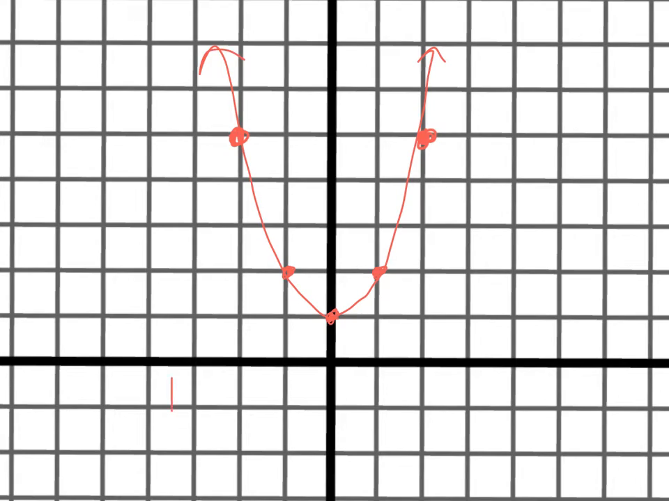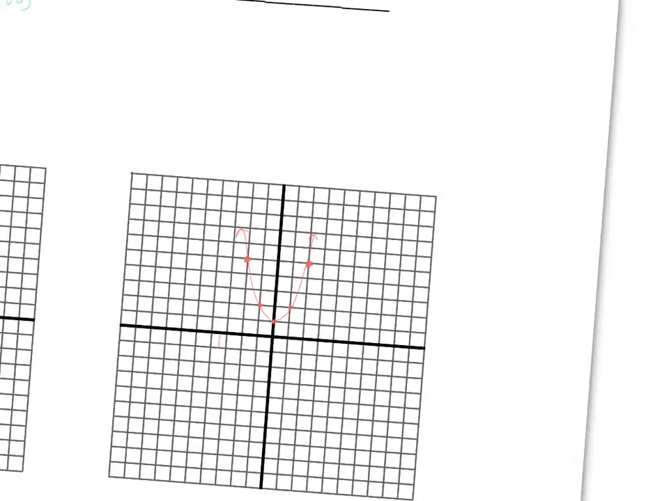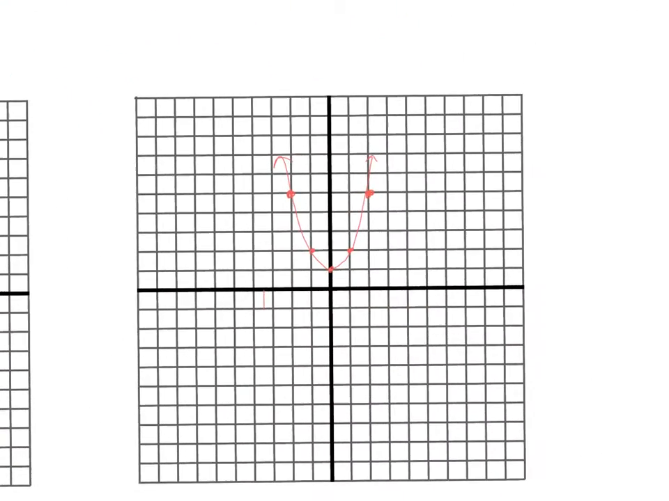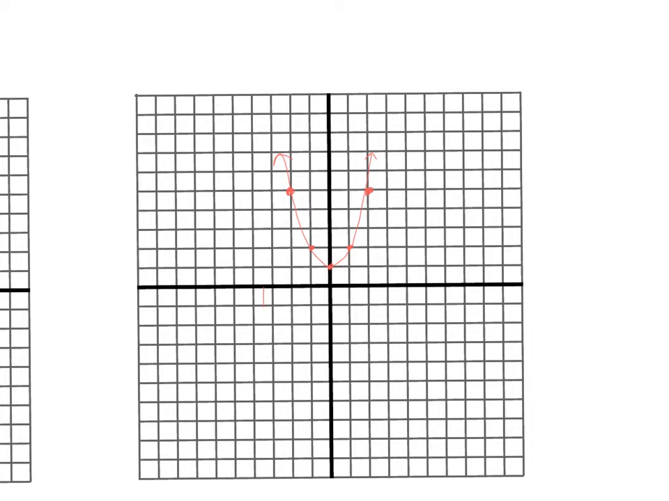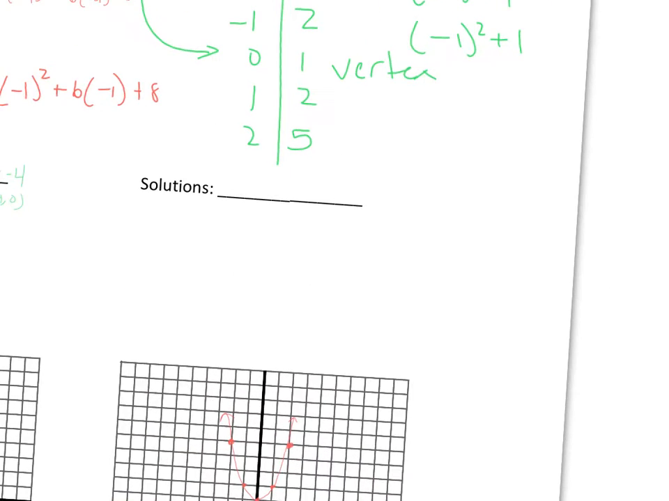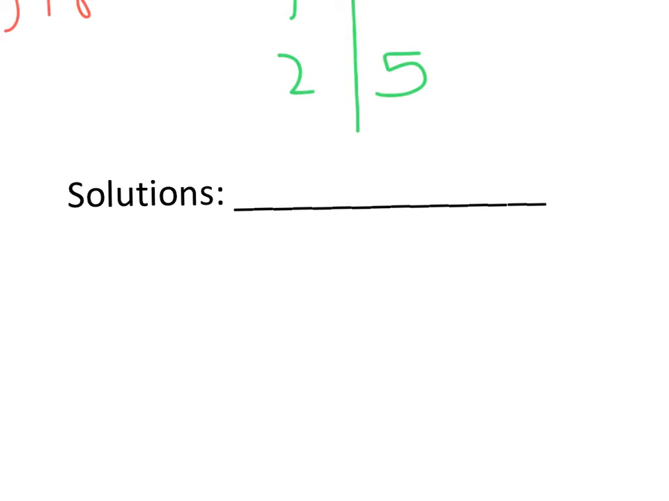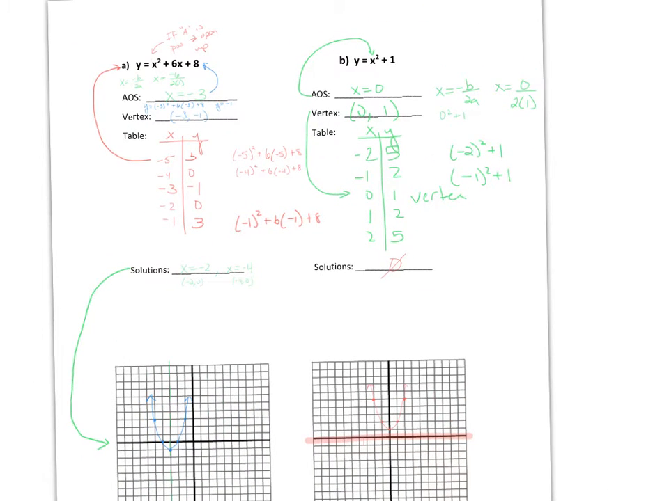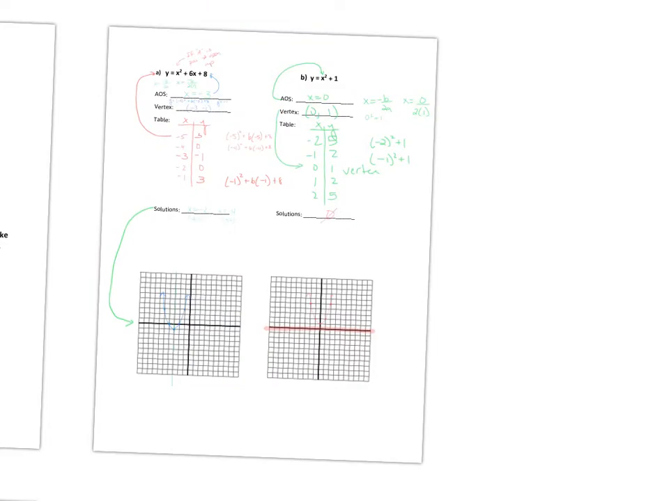Our next step will be to find where it crosses, what our solutions are, so where does it cross the x-axis? Looking at this graph, it is never going to touch the x-axis. If it never touches the x-axis, you get no solution. So no solution here. Now just double check, is it going in the right direction? When I look up here, my A value was positive 1. If it's positive, it should be shooting up. So yay, we did it right. All right, let's go to the next one here.